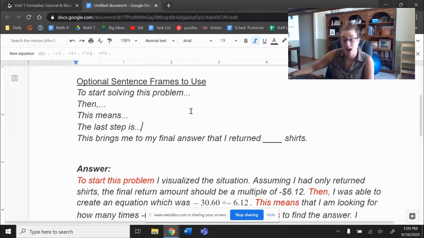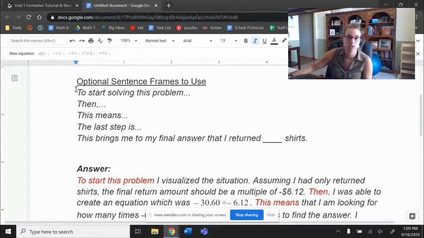What I want you to do is after you watch this video, write your own explanation in your own words of how you solved it. I want to see that. You very likely will use these sentence frames. I don't mind if everyone uses these sentence frames, but the sentence frames are just a guide to help you get started. So let me show you how I use them.